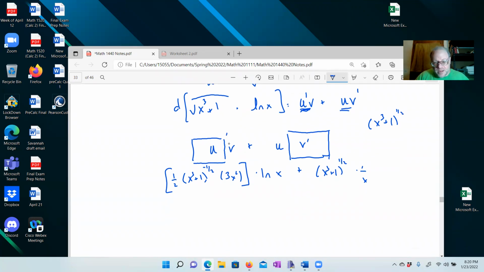So we'd have 3/2 x squared times x cubed plus 1 to the negative 1/2 times natural log x. And then here we'd have x cubed plus 1 to the 1/2 over x. And that would be our derivative.